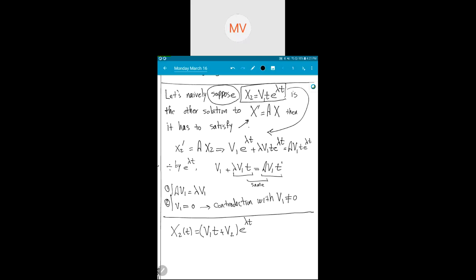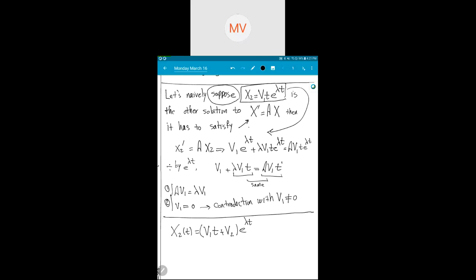We assume it's a solution, right? I mean, think about it. The next simple thing that you can add to this solution, like we already had the v1t part, we had the e to the lambda t part. So what's the next simple thing that we can add to it? Someone can say, you know, raise t to the second power, or just throw another vector in there, right? So let's try this one and see if it works.